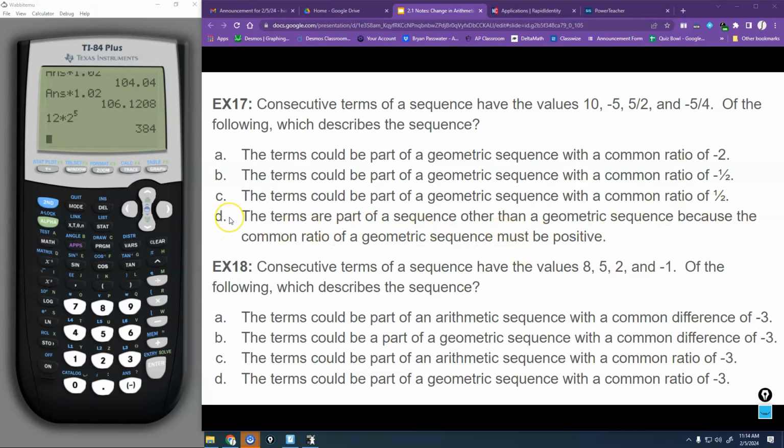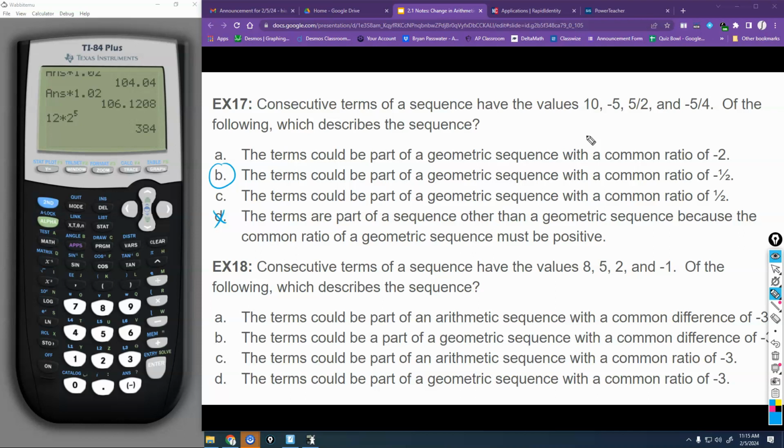The common ratio does not have to be positive. So it's not going to be D here. That is a false statement. What would our common ratio be? It is that negative 1/2. B would be our answer because I'm doing 10 times negative 1/2. It would not be negative 2 because if it was negative 2, you're multiplying every time, right? So it'd be 10 times negative 2.